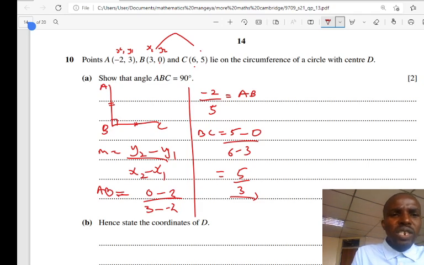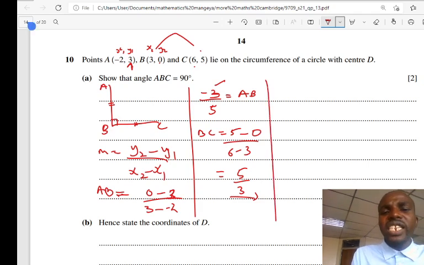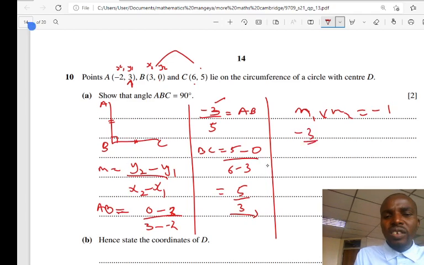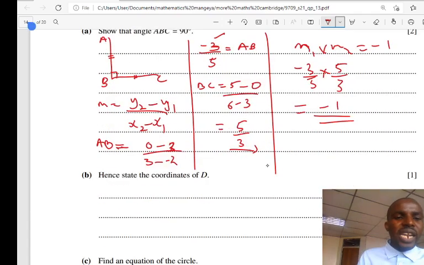But what about these two? Oh, this one is 3. Sorry. There's an error here. It's actually 3, not 2. This is poor handwriting. So this one is supposed to be 3. Like this. So it's supposed to be minus 3 over 5. And this one is supposed to be 5 over 3. Then after that, you say M1 times M2 is equal to minus 1. M1 is minus 3 over 5 times M2, 5 over 3. Then you can simplify, you get minus 1. Then you've shown it. Like that.